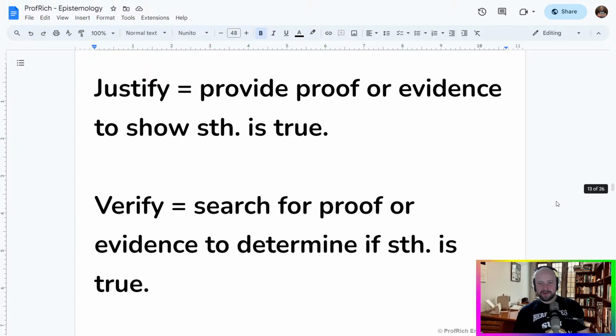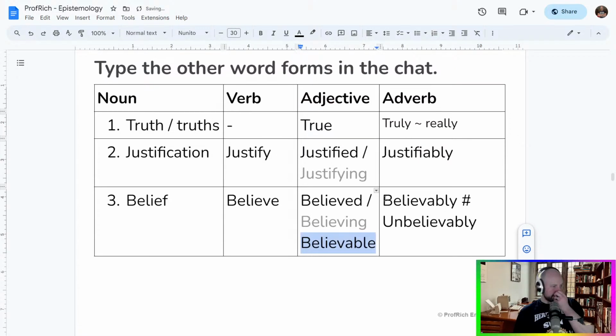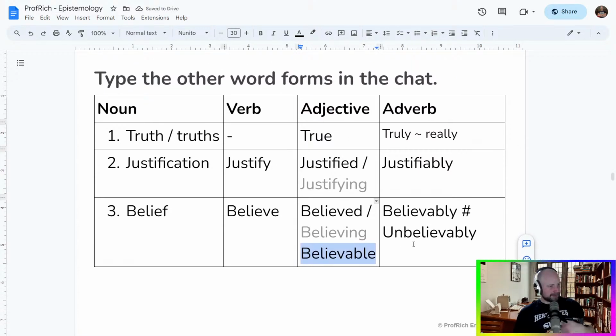What about believable? Oh, thank you, Sleepwalker. That's a good one, isn't it? Yeah, believable, and unbelievable. Brilliant. I like it. Fits better with the adverb as well, doesn't it?